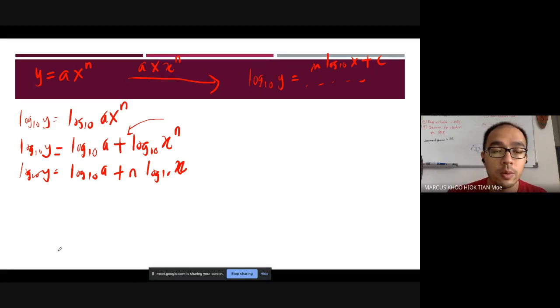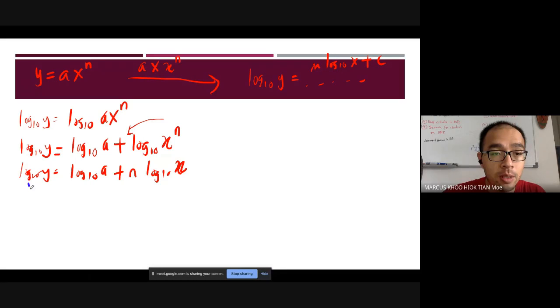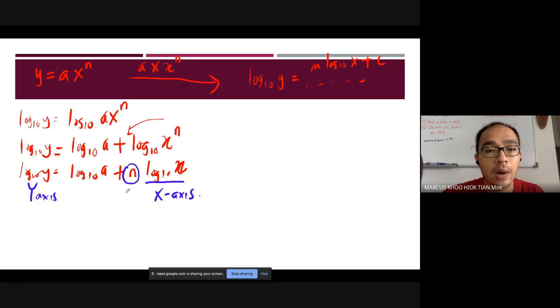Okay, now that we have this form, di mana log 10y and log 10x berdiri satu orang, we know that according to our formula y equals mx plus c, this is our y-axis. This is our x-axis. So because of that, this n is our gradient. And this log 10a, this whole thing is our y-intercept. This is very important information. From the equation, we can find all this.